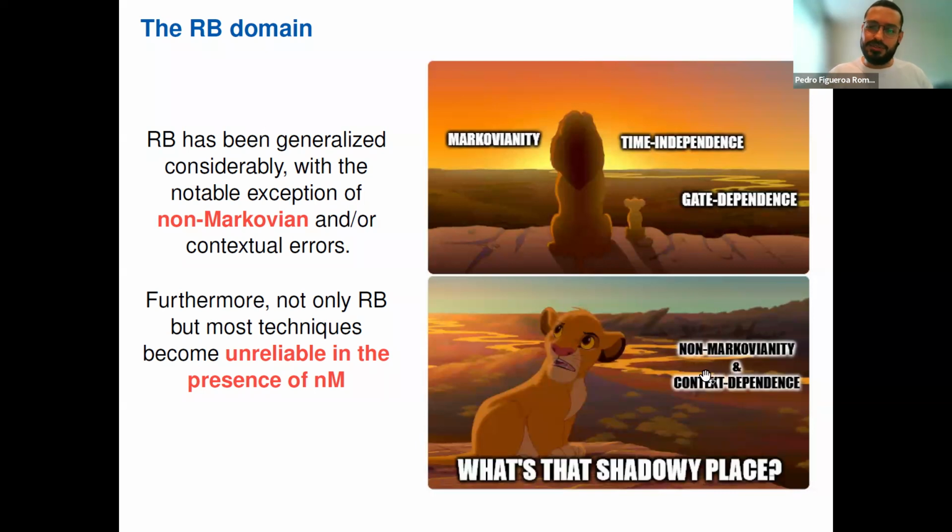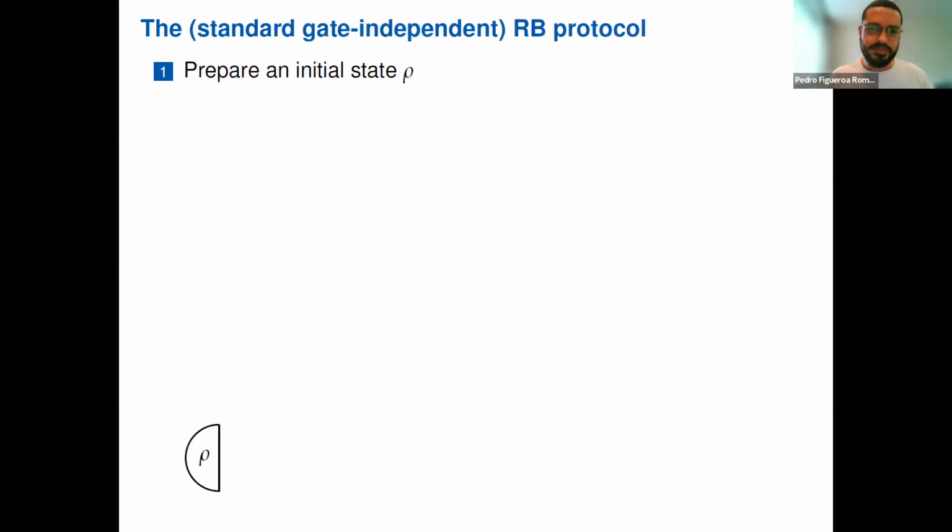Whereas if you start even thinking about correlating errors in time, so considering non-Markovianity, I'm going to explain, by the way, more precisely what all these terms mean. But whenever you start considering non-Markovianity, or more general dependence within the errors, then all chaos breaks loose, basically. Okay, so now I'm going to start getting into details.